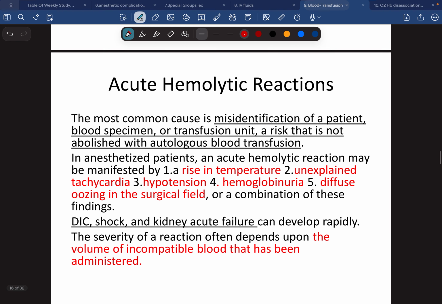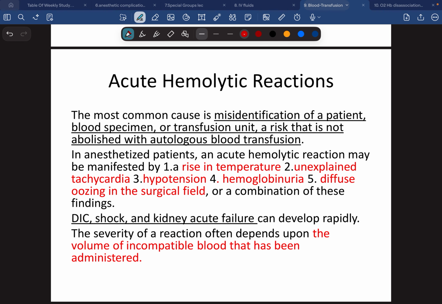Symptoms, how do they present? How would you know? A rise in temperature, unexplained tachycardia, hypotension, hemoglobinuria, oozing in the surgical field. DIC, shock, and kidney failure usually happen a little bit later; they can develop rapidly, but not immediately within the event.